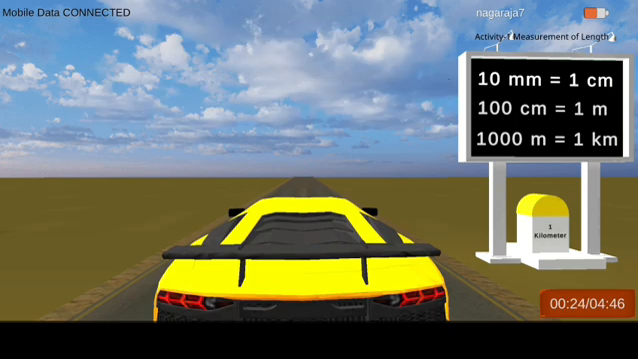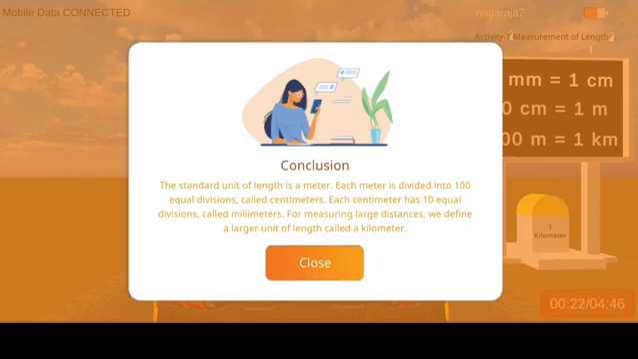So, in this activity, we have understood how distance or length is measured in various units. The standard unit of length is a meter. Each meter is divided into 100 equal divisions called centimeters. Each centimeter has 10 equal divisions called millimeters. For measuring large distances, we define a larger unit of length called a kilometer.